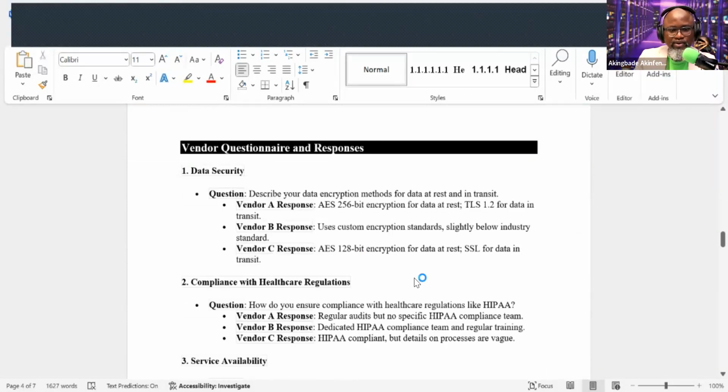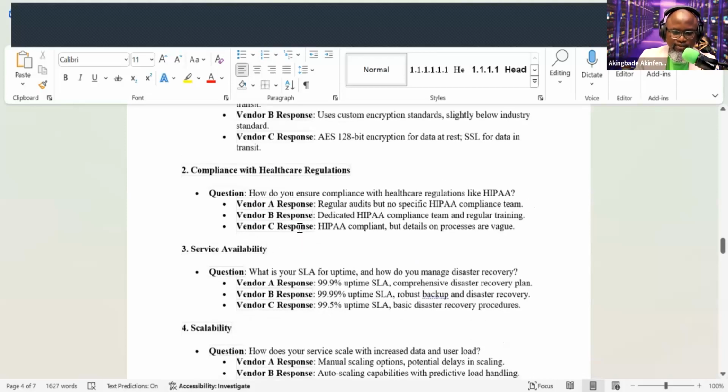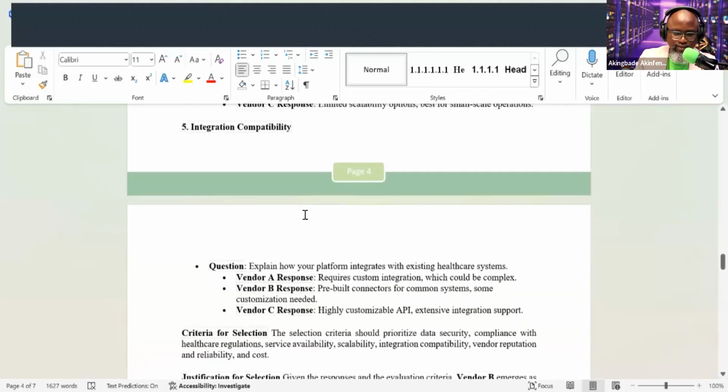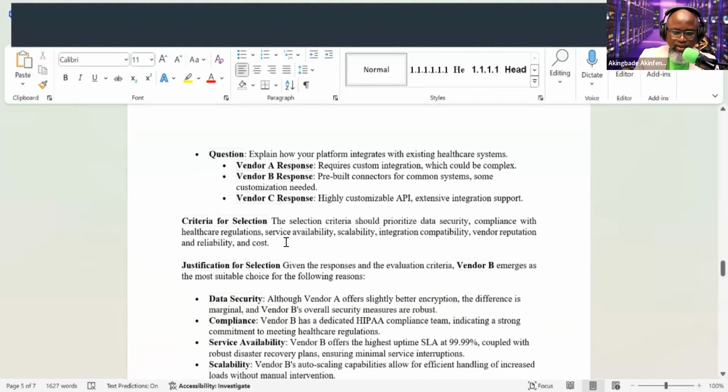For every vendor you use, we need to have questionnaires for them, right? So in your case, you will see the questionnaires here. You can see the questionnaires and the response for each of the vendors: vendor A, vendor B, vendor C. The same thing here, A, B, C. You can see each one of those vendors' responses. And we had some criteria for selection.